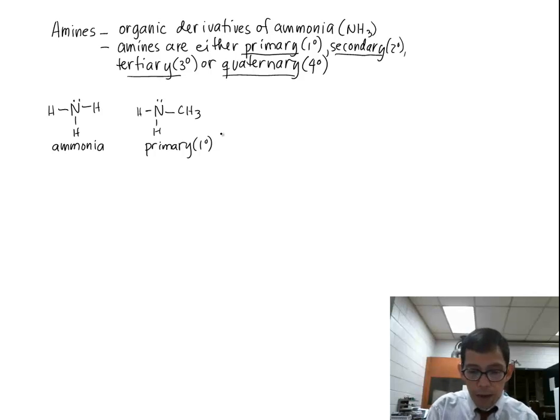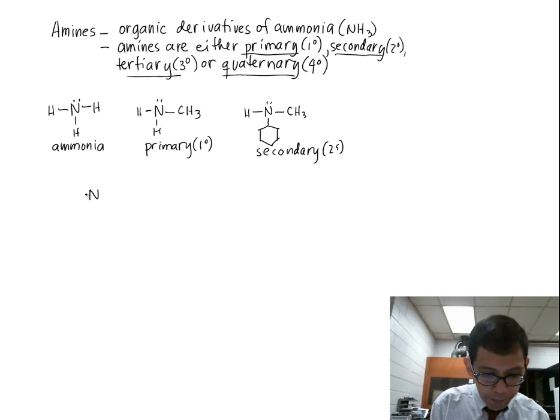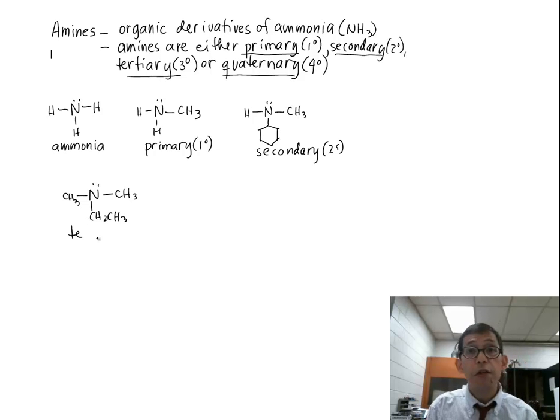A secondary amine is where a second H is removed and replaced with a chain or a ring of carbons and hydrogens. So this here is a secondary amine. A tertiary amine is where the 3 H's are replaced by 3 chains or 3 rings of carbons and hydrogens. CH3, CH2, CH3, CH3. So that there is a tertiary amine.